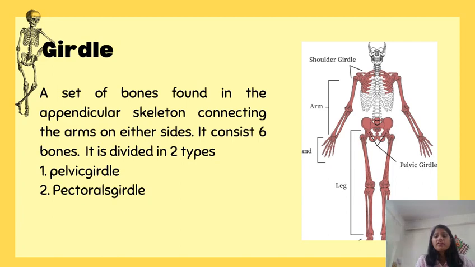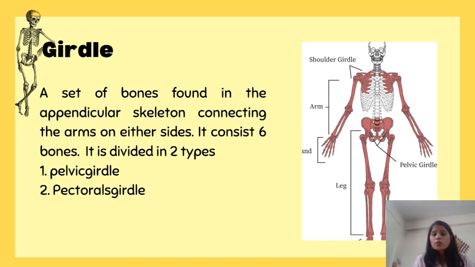Now come to next slide. Girdle. What is girdle? A set of bones found in the appendicular skeleton connecting the arms on either side. It consists of 6 bones. Girdle are two types, pectoral girdles and pelvic girdles. So first of all, we'll talk about what is pectoral girdles. So the pectoral girdle is also known as the shoulder girdle. Is the bony structure, upper part of the body connects the upper limbs to the axial skeleton.